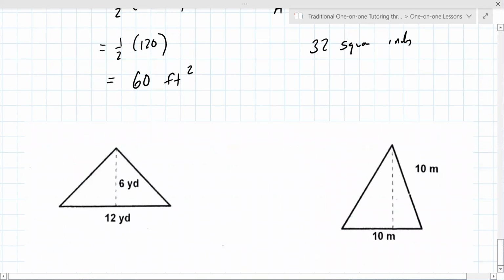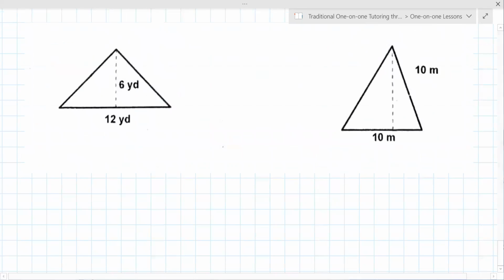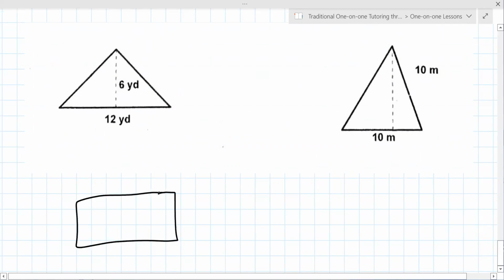Okay, so let's look at these two. Go ahead and give them a try. And when you get your answer, let me know. I want your final answer though, with the correct units. Don't leave them out. Make sure you give it to me complete.